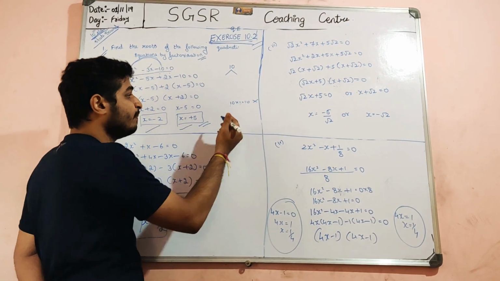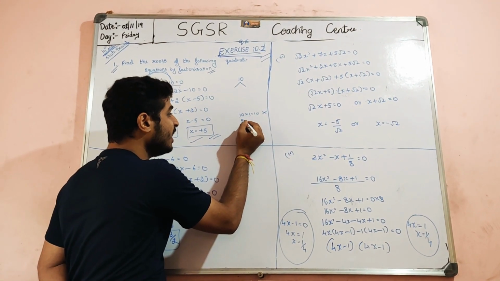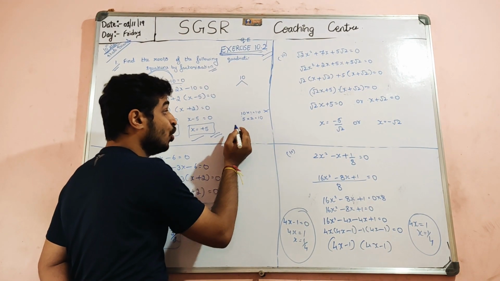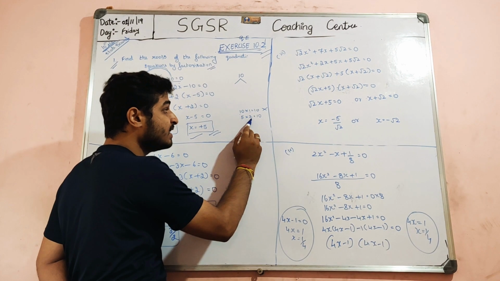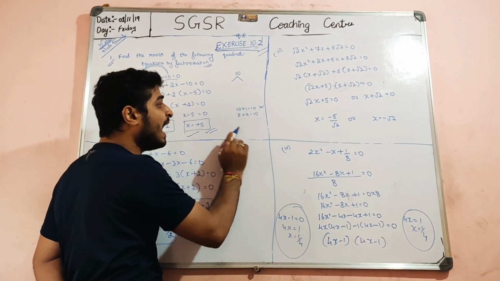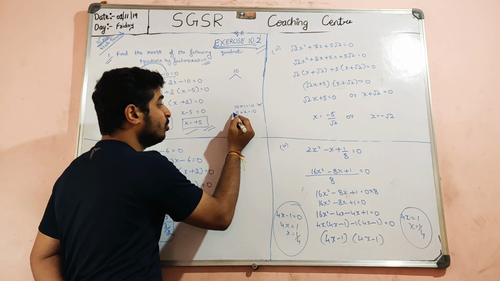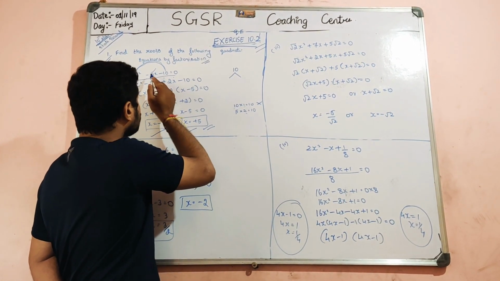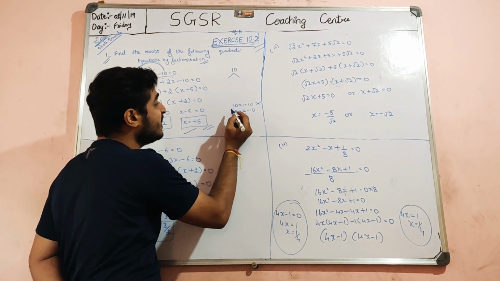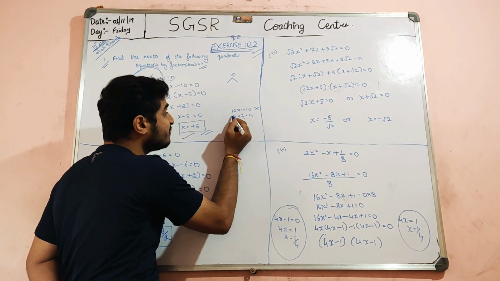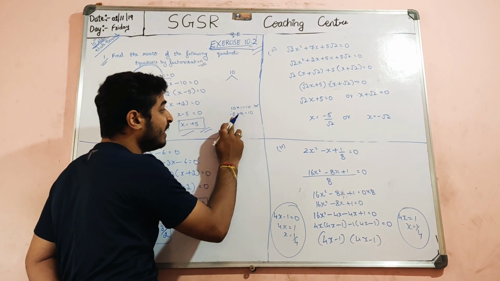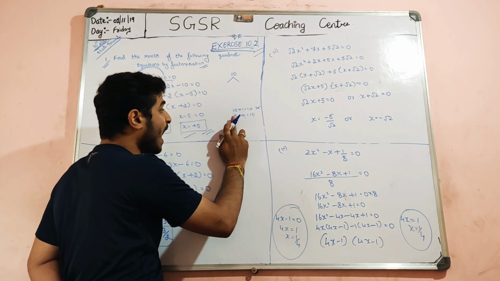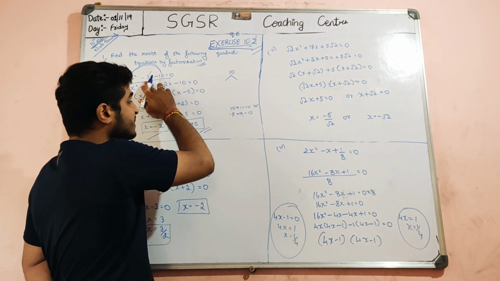Next, try another. 5 twos are 10. When you add these two values, 5 plus 2 is 7, so no, you should not add. Try to subtract. When it is subtracted, 5 minus 2 becomes 3. So for minus 3, you should put minus 5 and plus 2. Why minus 5 and plus 2? Because the greater value takes the minus sign. So when you add and subtract, it comes minus 3.